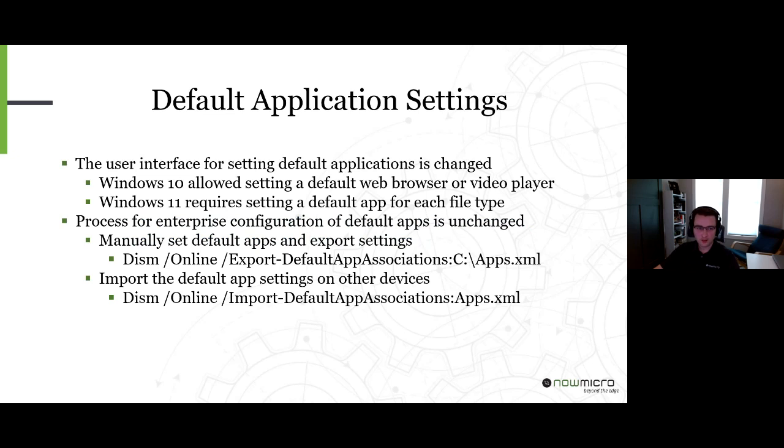But otherwise, applying the default app settings is the same as on Windows 10. You would use DISM to export a custom app list to an XML, and then again use DISM to import that XML to other devices that you're imaging with ConfigMan or through an Intune policy.